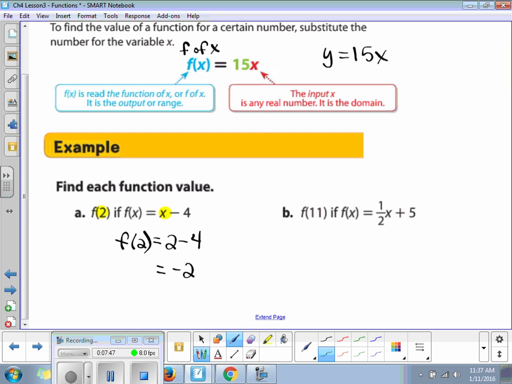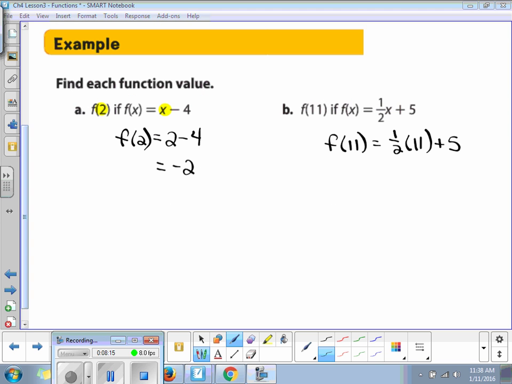For the next one, we want to know what is f of 11 if f of x is equal to 1/2 x plus 5. What am I going to do there? You're going to substitute the 11 in for x. So we have f of 11 is equal to 1/2 times 11 plus 5. So we end up with 5.5 plus 5, and my final answer is 10.5.